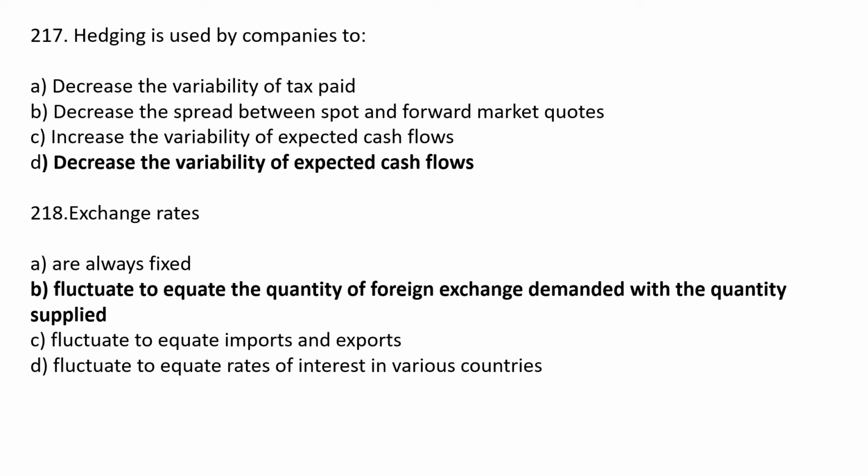Exchange rates are always fixed. Option B, fluctuate to equate the quantity of foreign exchange demanded with the quantity supplied. Fluctuate to equal import and export. Fluctuate to evaluate rates of interest in various countries. The correct answer is option B, fluctuate to equal the quantity of foreign exchange demanded with the quantity supplied.